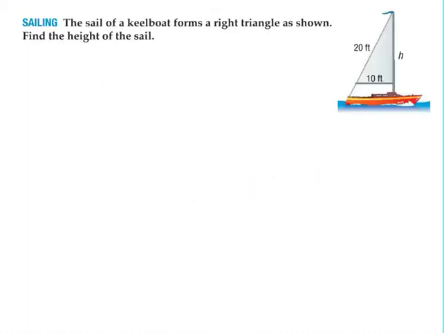All right, let's look at the next one. The sail of a keelboat forms a right triangle as shown. Find the height of the sail. I want you to go and try and find that one for me.